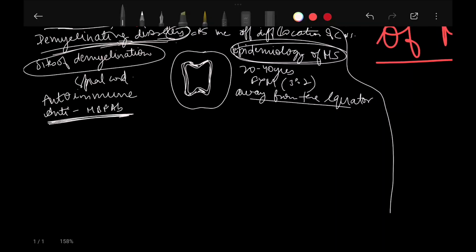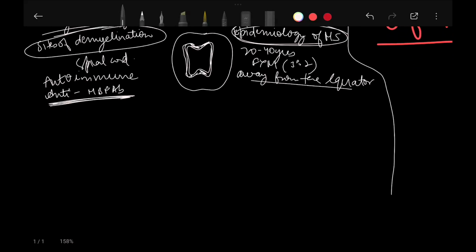First, we studied what demyelinating disorders are. Then we studied the site of demyelination in multiple sclerosis, and the epidemiology, who is affected by this demyelination. Now, what are the causes? Etiology and risk factors in this case.